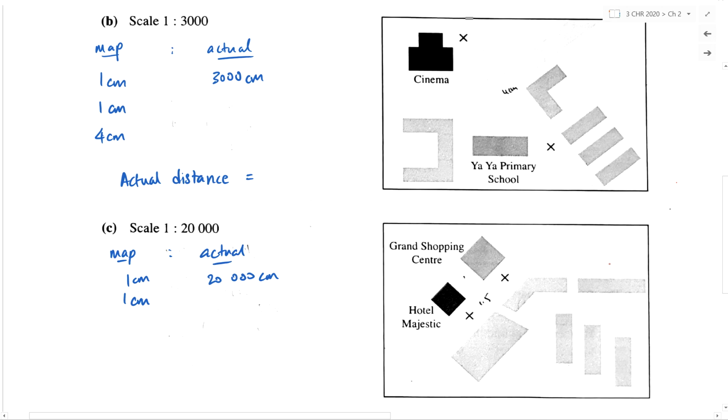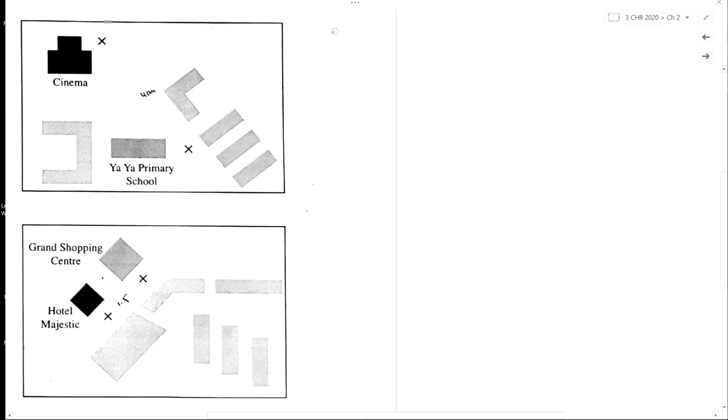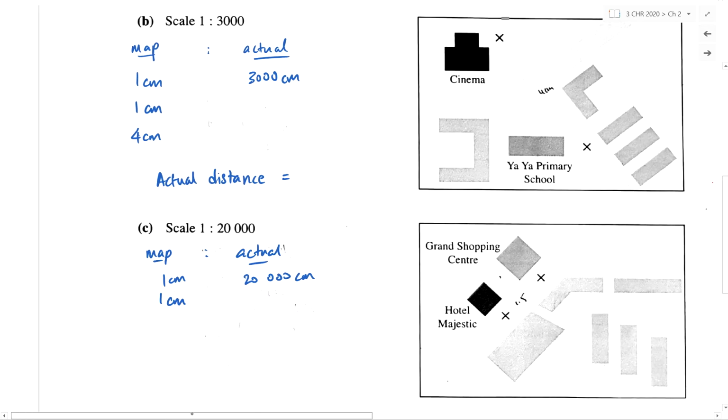So we start off by writing the same template, map to actual: 1 cm to 3000 cm. This is the scale that is given to us, 1:3000. The units are not provided, so you are free to choose. For me, because I know the distance on the map is 4 cm, I will choose to write 1 cm to 3000 cm. It doesn't make sense to write 1 meter to 3000 meters, because later on you need to convert again. What I require from the map is 4 cm. Use your ruler to measure it.